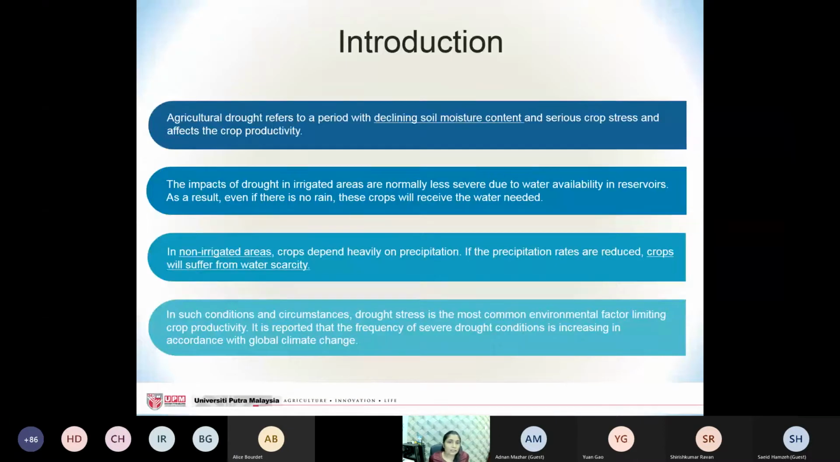Agricultural drought here we refer to as a decline of soil moisture content, which can affect the crop through stress and also productivity.